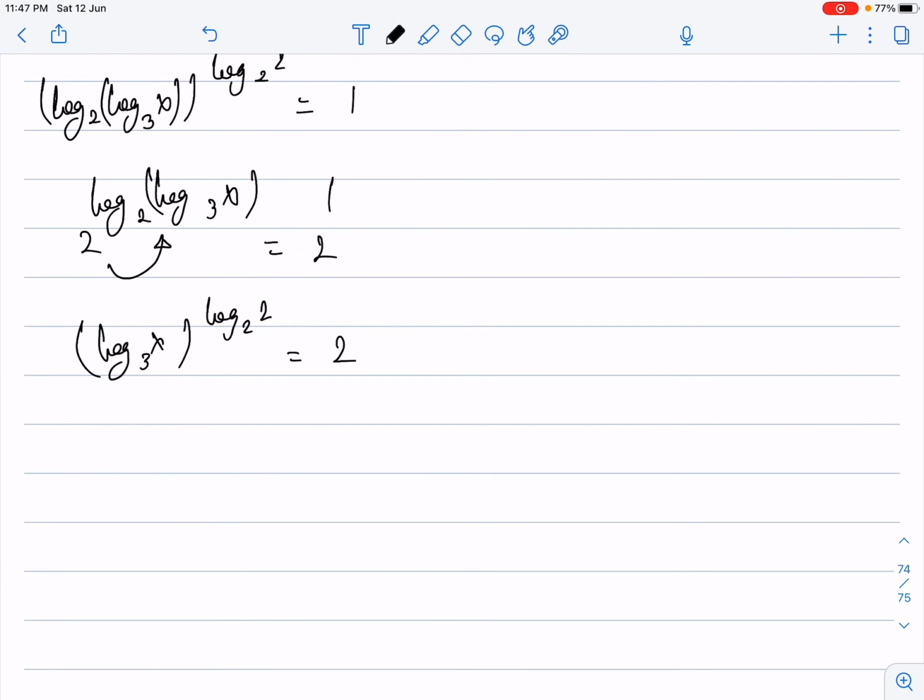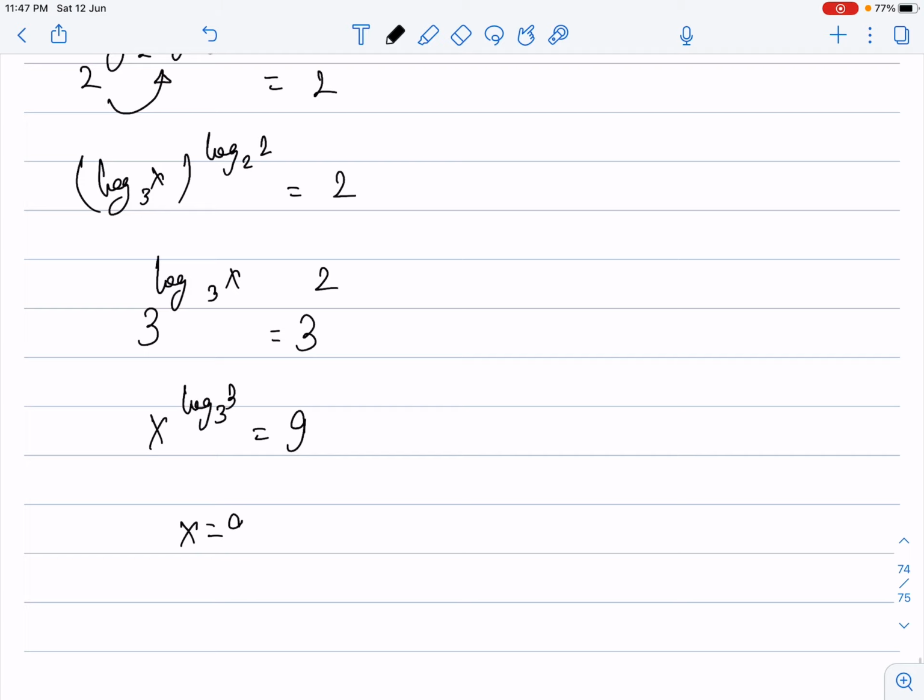Now let's write both the sides on the power of 3. So log of x base 3 is 2, we know. Power of 3: 3 power 2 is equal to 9. And x to the power log of 3 base 3 will be 1. So we will get the value of x as 9 over here.